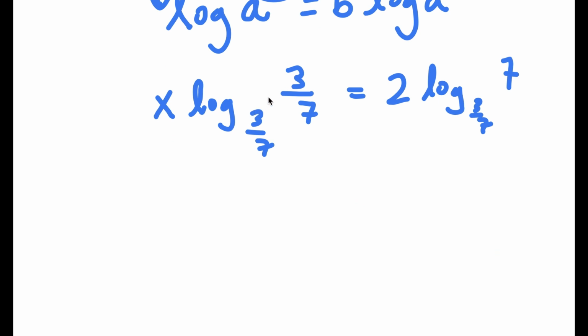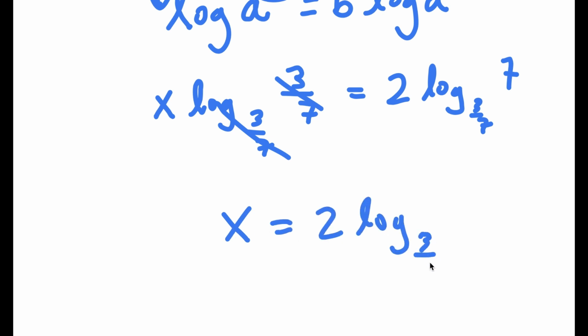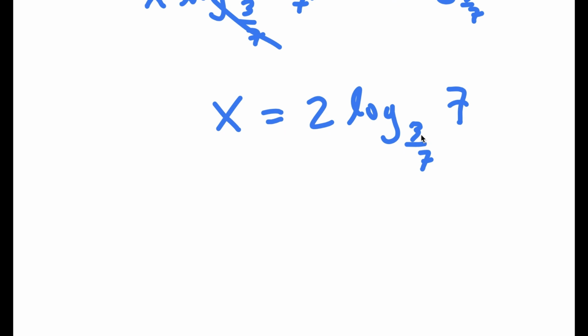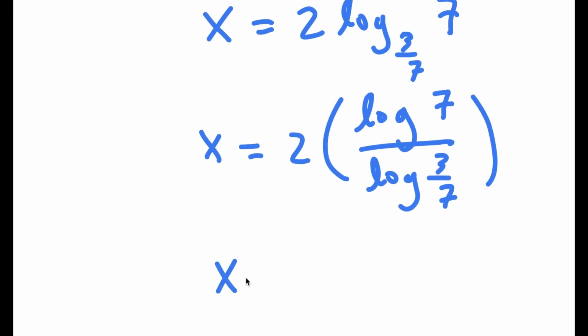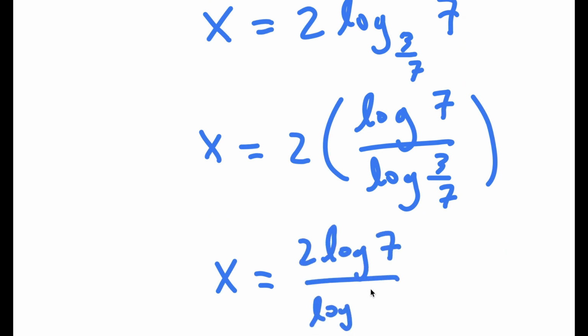And now, these two actually cancel out. Log base 3 over 7 of 3 over 7. So now I'm just left with x is equal to 2 times log base 3 over 7 of 7. Now, log base 3 over 7 of 7, that's the same thing as log base 7 over log base 3 over 7. So x is equal to 2 times log base 7 over log base 3 over 7.